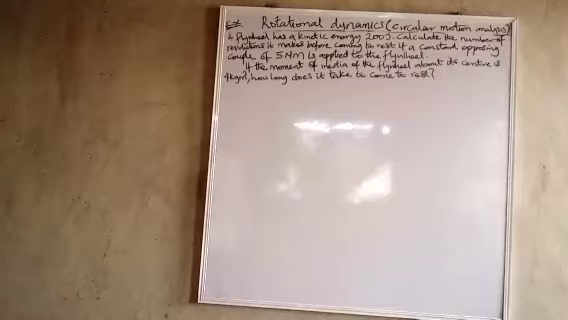A flywheel has a kinetic energy of 200 joules. Calculate the number of revolutions it makes before coming to rest if a constant opposing couple of 5 Newton meters is applied to the flywheel. If the moment of inertia of the flywheel about its center is 4 kilogram meter squared, how long does it take to come to rest?